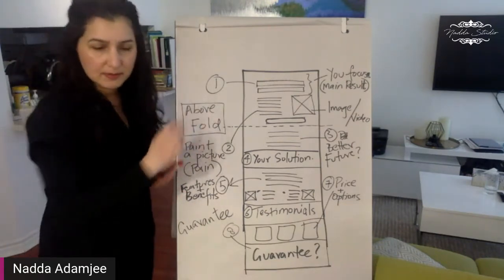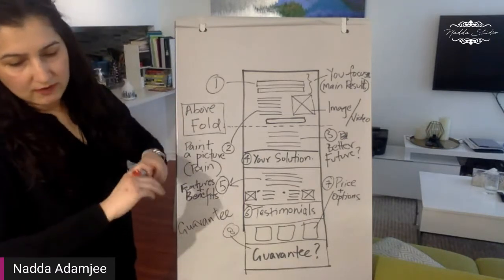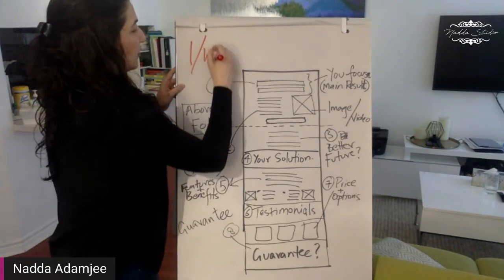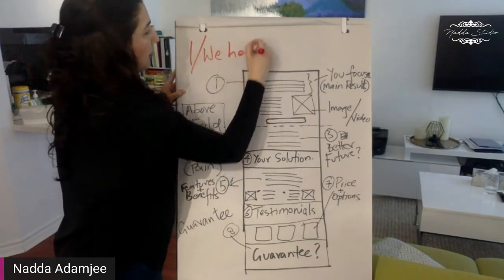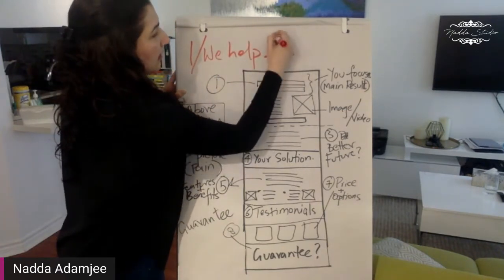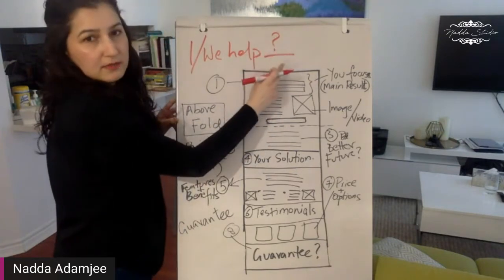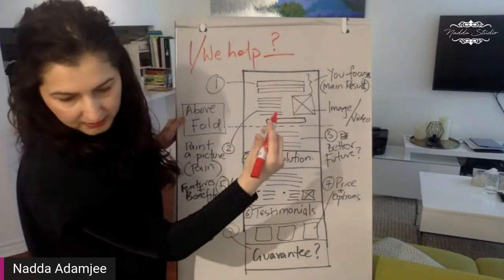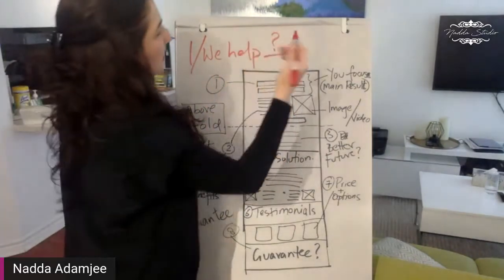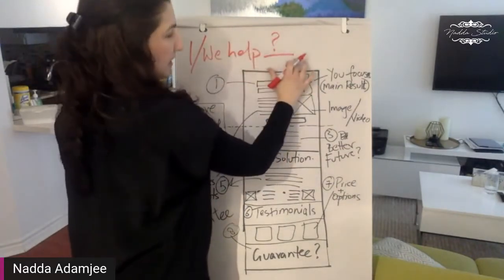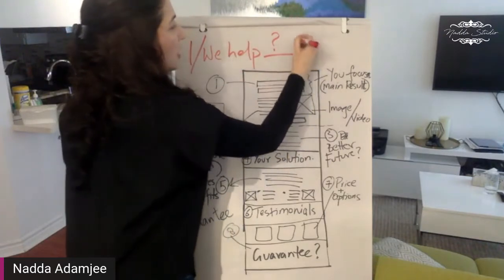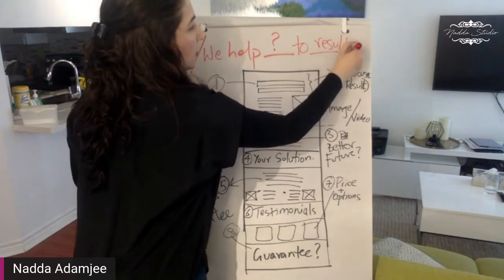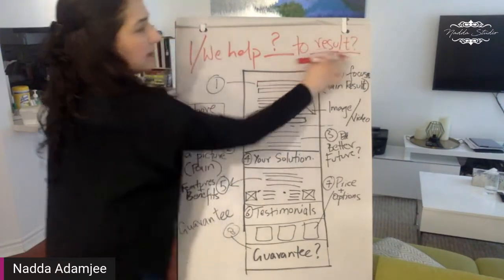I haven't written it down here, but maybe I should. Okay, so you have to think: I, or we, which is your company, help, like this is your customer, who do you help? Okay, what do you help them with? And the result. So I help the customer, whoever your customer is, to, what's the result you give them, okay?